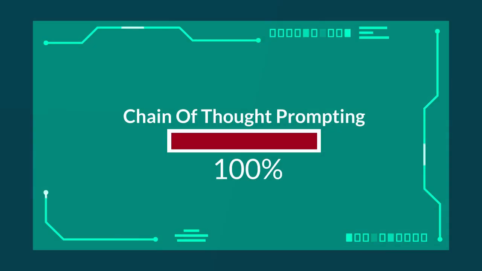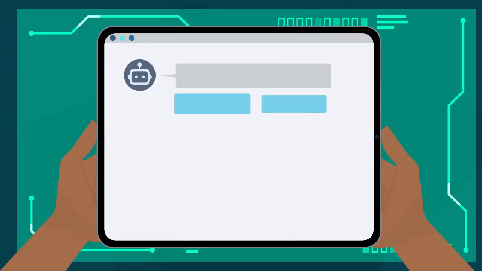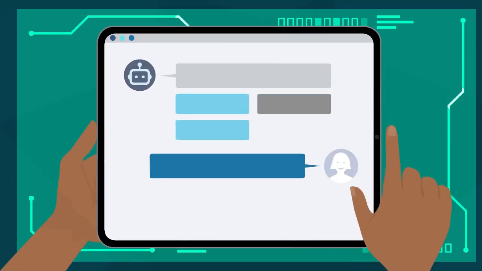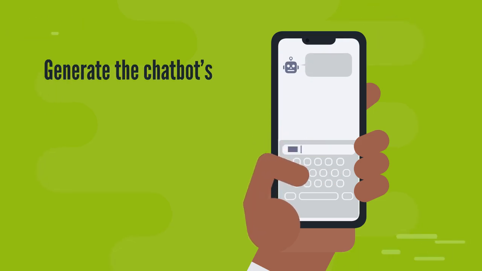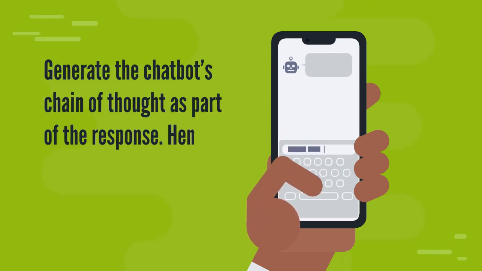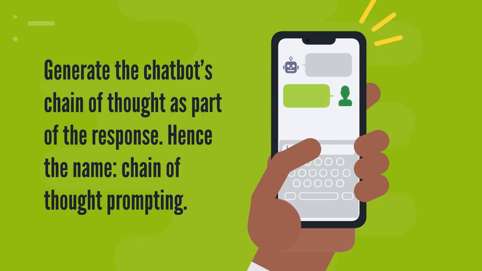In this prompting framework, instead of asking an AI chatbot a question and receiving a direct answer, we prompt the chatbot to walk through its output reasoning step by step to explain how it got there. By doing so, we generate the chatbot's chain of thought as part of the response. Hence the name, Chain of Thought Prompting.